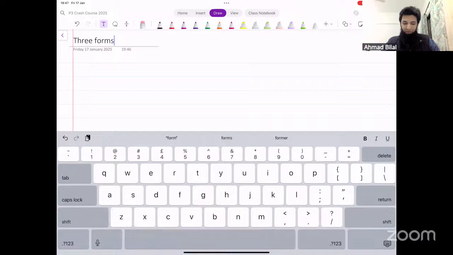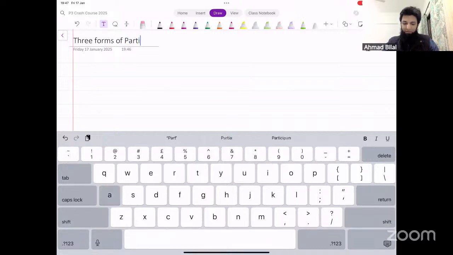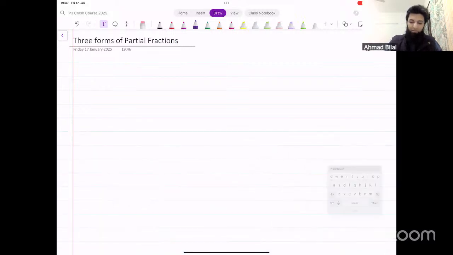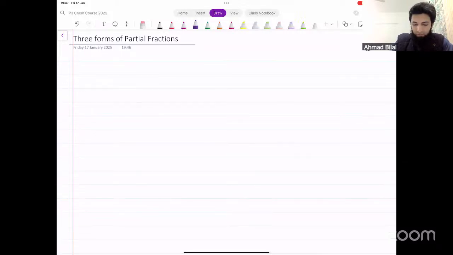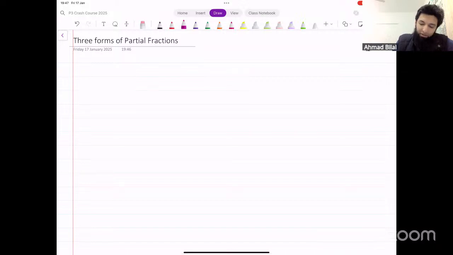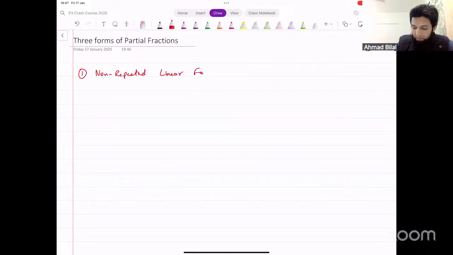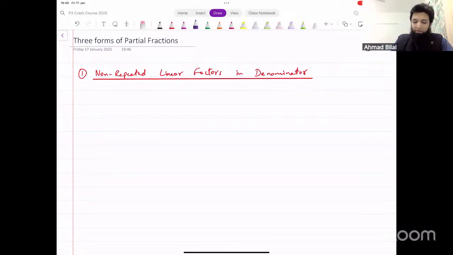So there are 3 forms that we would have in partial fractions. Let's talk about those three forms one by one. In fact, let me just write down the categories first. Number one, we have non-repeated linear factors in the denominator. This is one possibility that you could have in a fraction, that the denominator has non-repeated linear factors. Now, what does that mean? Let's understand it using an example.